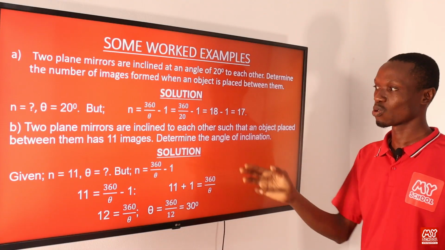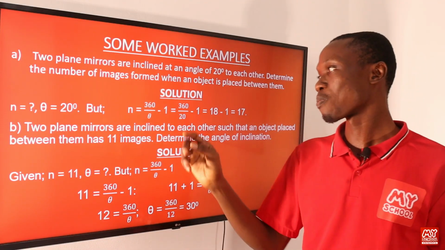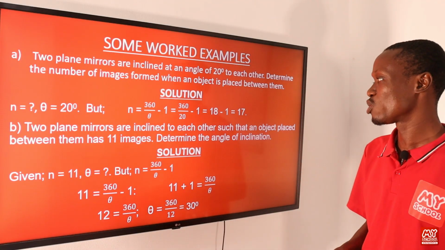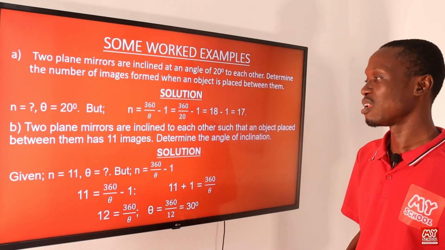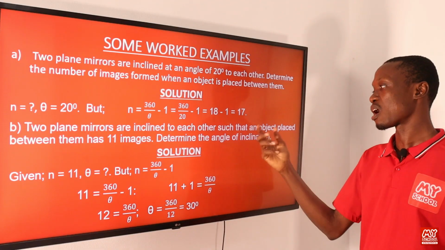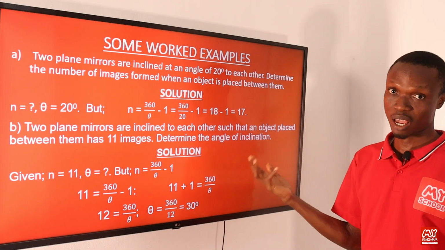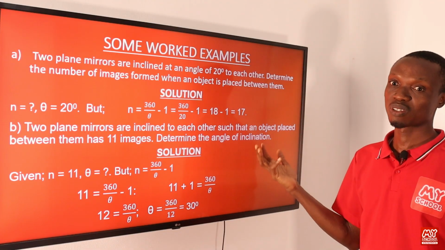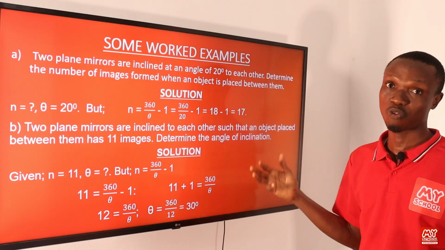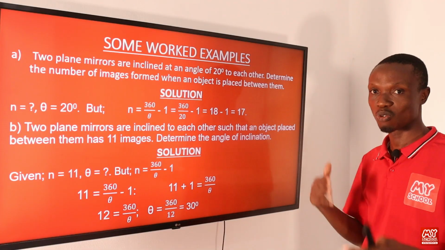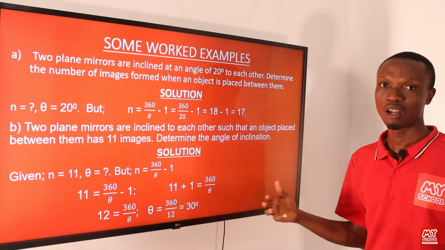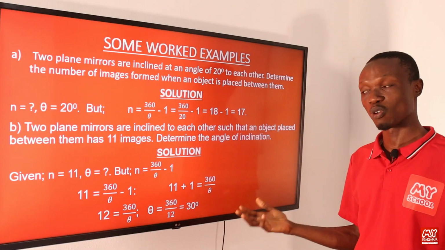Okay, so let's see example 2. Two plane mirrors are inclined to each other such that an object placed between them has 11 images. Determine the angle of inclination. So most times in physics questions, I think basically you just have to arm yourself on how to perform change of subject of a formula. If you can manipulate change of subject of a formula, you should be able to solve a lot of the questions.